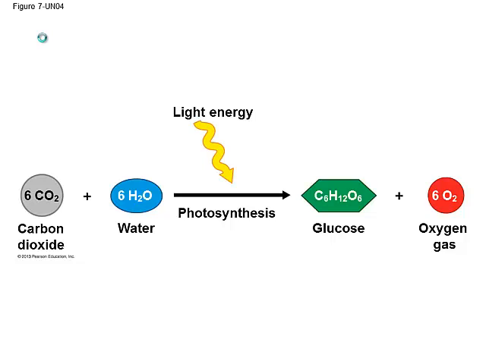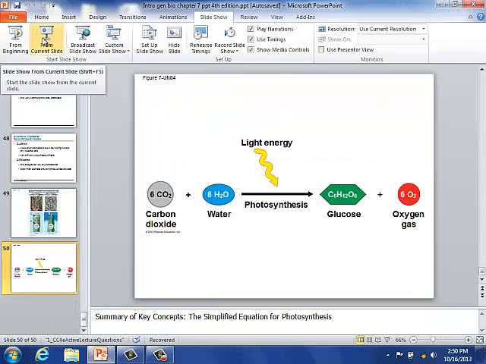Okay? So you should know the difference. C3, C4, CAM. Different types of plants. There's my photosynthesis reaction, and that's the end of chapter 7.